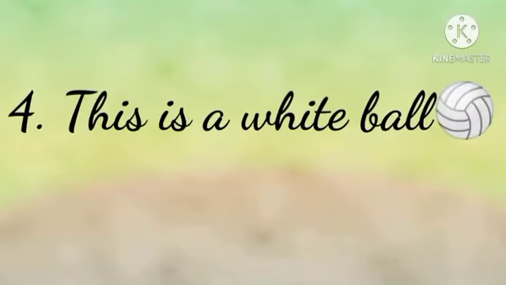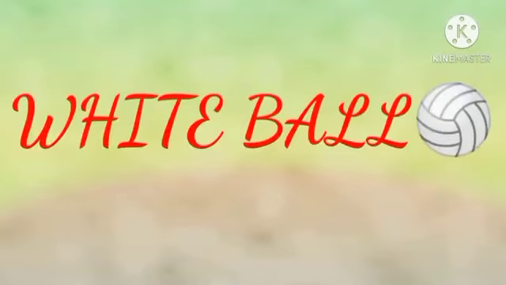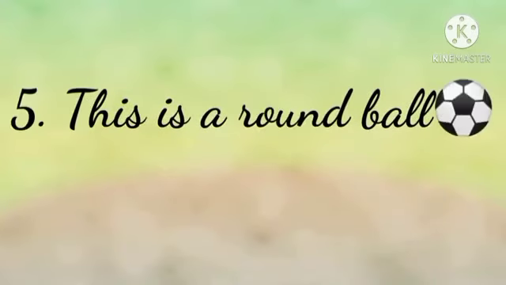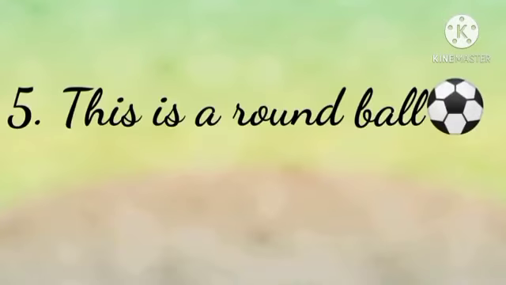The fourth one. Now, look at this, children. This is a white ball. What color is it, children? White. So, this is a white ball. The fifth one. Now, look at this, children. This is a round ball. What shape is it, children? Round. So, this is a round ball.